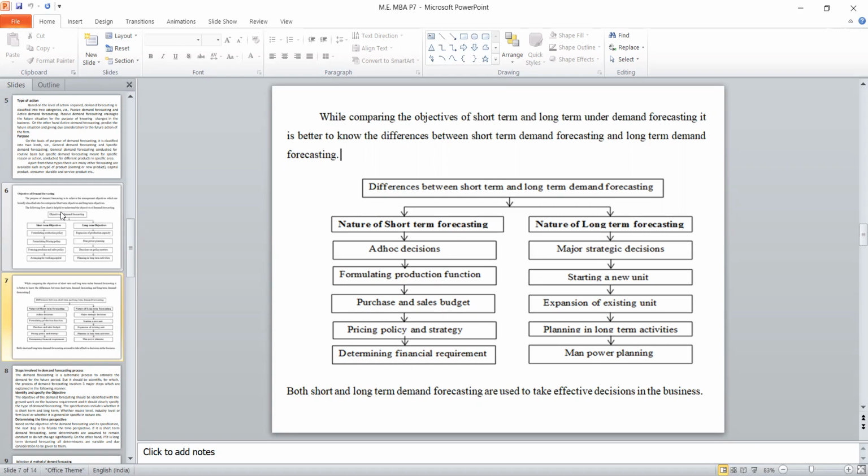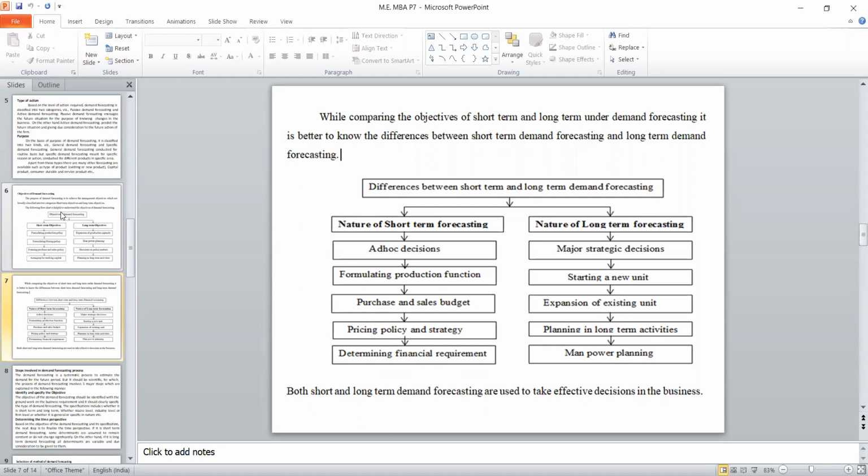How much money I need in the next week, how much money I need in the next month, all this is a short-term nature. But whether I have to recruit a skilled person or a technician, whether I have to expand my personnel department, all these things come under long-term demand forecasting. So after writing those 5 objectives, then you write this particular thing. That section B will have a definite 8 marks you can secure.